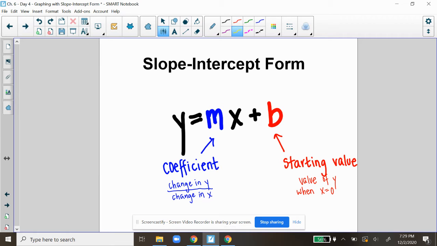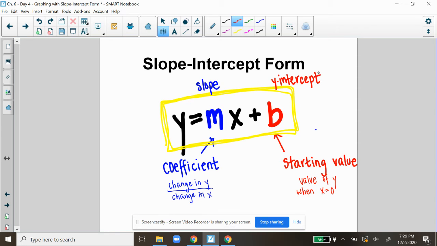All right, so all of this comes together in a magical equation called slope-intercept form. And slope-intercept form is your new best friend. So this equation, y equals mx plus b, we're going to be using a lot of. So instead of referring to the coefficient and the starting value, we're going to start talking about m and b. Now, m is what we call a line's slope, okay? And b is what we call our y-intercept.